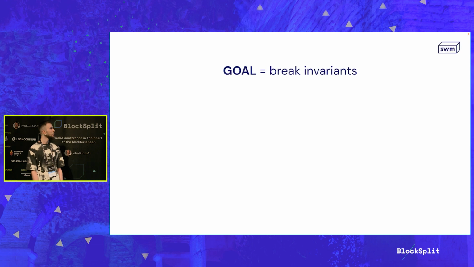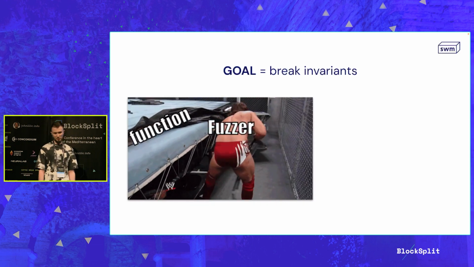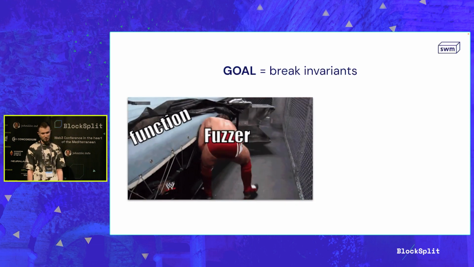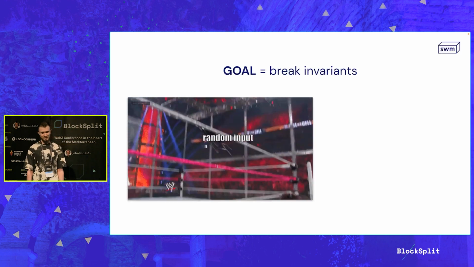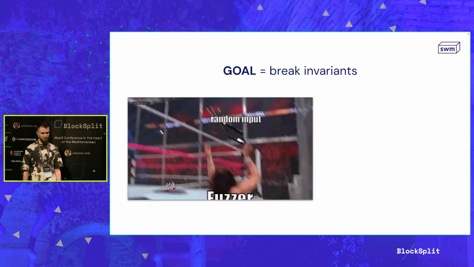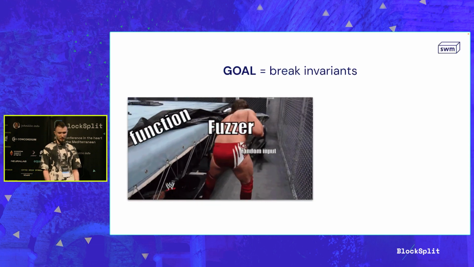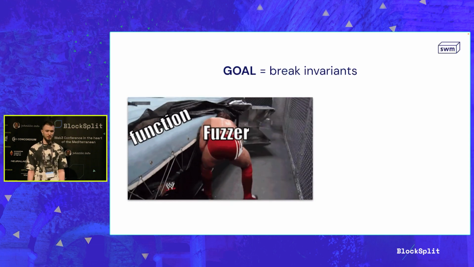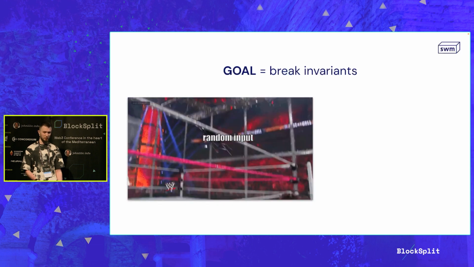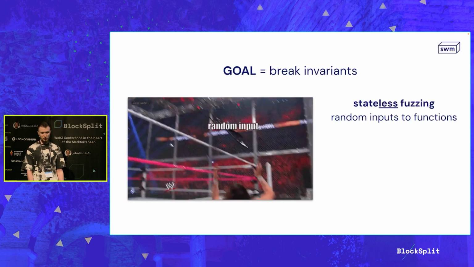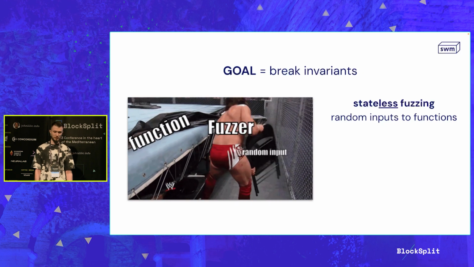And how is it going to do that? Well, it's going to use what Tomek just talked about, the fuzzer. Here is a little demonstration. So the fuzzer basically is going to throw random inputs into our function, with the goal of breaking these invariants that we've set previously.